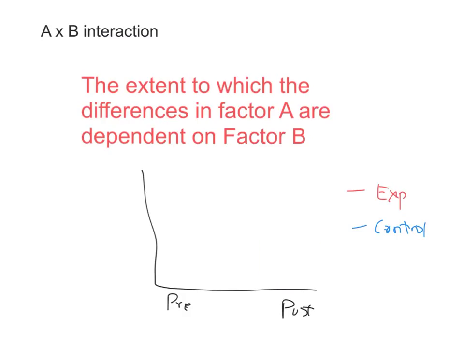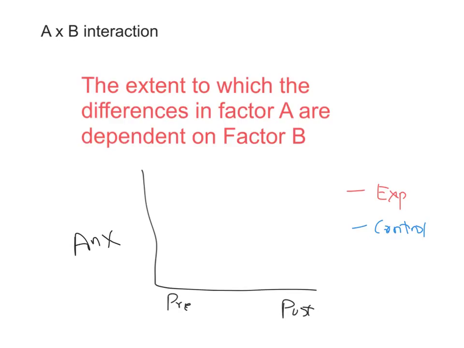So an interaction is defined as the extent to which differences in factor A are dependent on factor B. So let's say that we're looking at the success of an intervention. For example, let's say we're looking at whether or not an imagery intervention decreases anxiety. So our participants are going to be in either an experimental condition or a control, one of those two. And they're going to take part in an anxiety measure before they're in the experimental condition or control condition, and then after. So they'll experience some form of imagery condition, and we'll see if that actually decreases their anxiety.